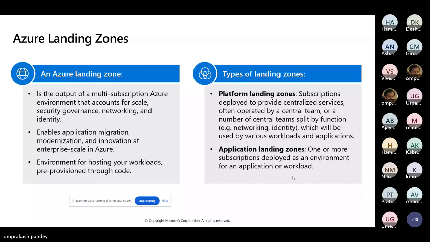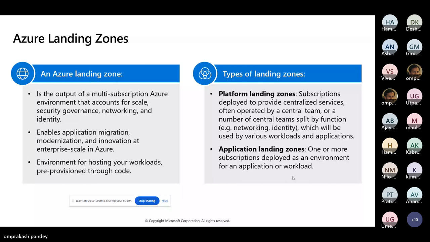Apart from this, whatever points we mentioned in the previous discussion, that is creation of different sets of virtual networks, right? Subnets, adding network security groups, giving appropriate permissions, right? Having a set of groups. Each group should have appropriate role-based access control. These kinds of discussions, decisions are made when we are creating a landing zone.